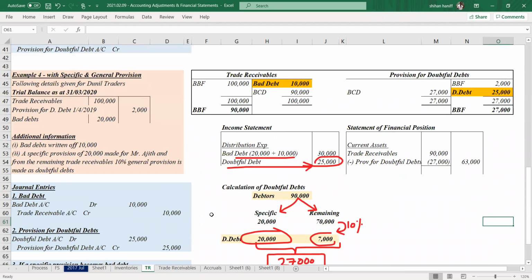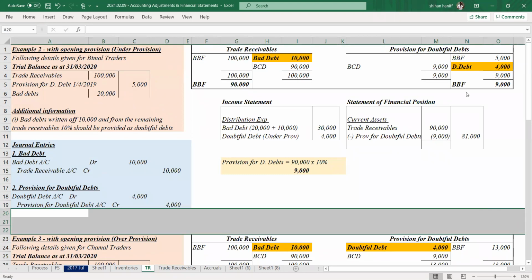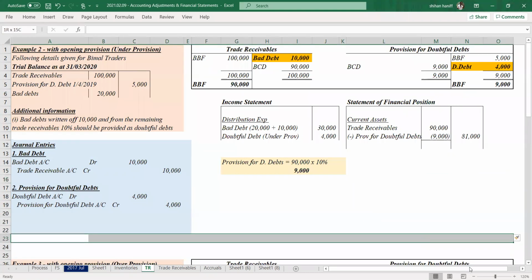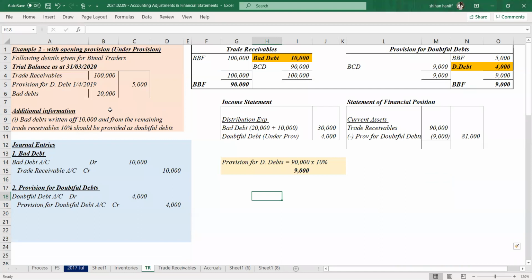Then example two. Example two, we did with opening provision, taking under provision. Under provision. Example two. Opening balance 5,000, total 9,000. So only the difference 4,000. It is an expense.